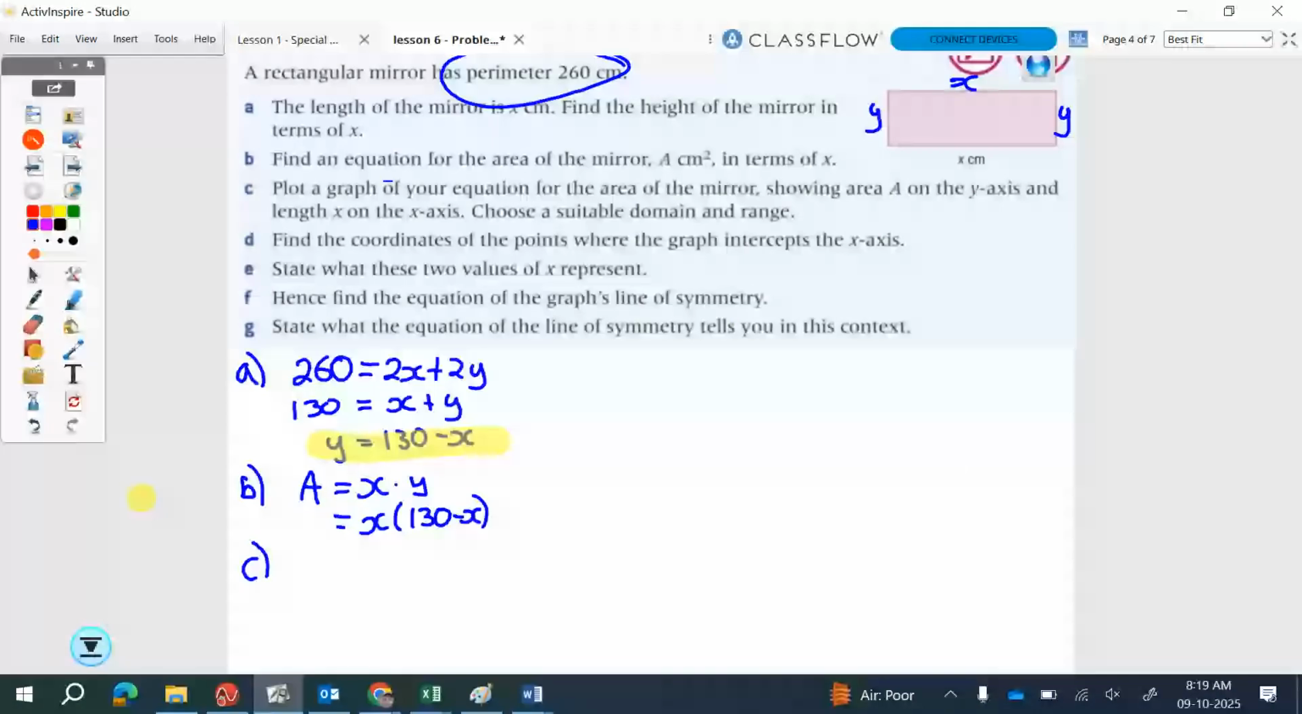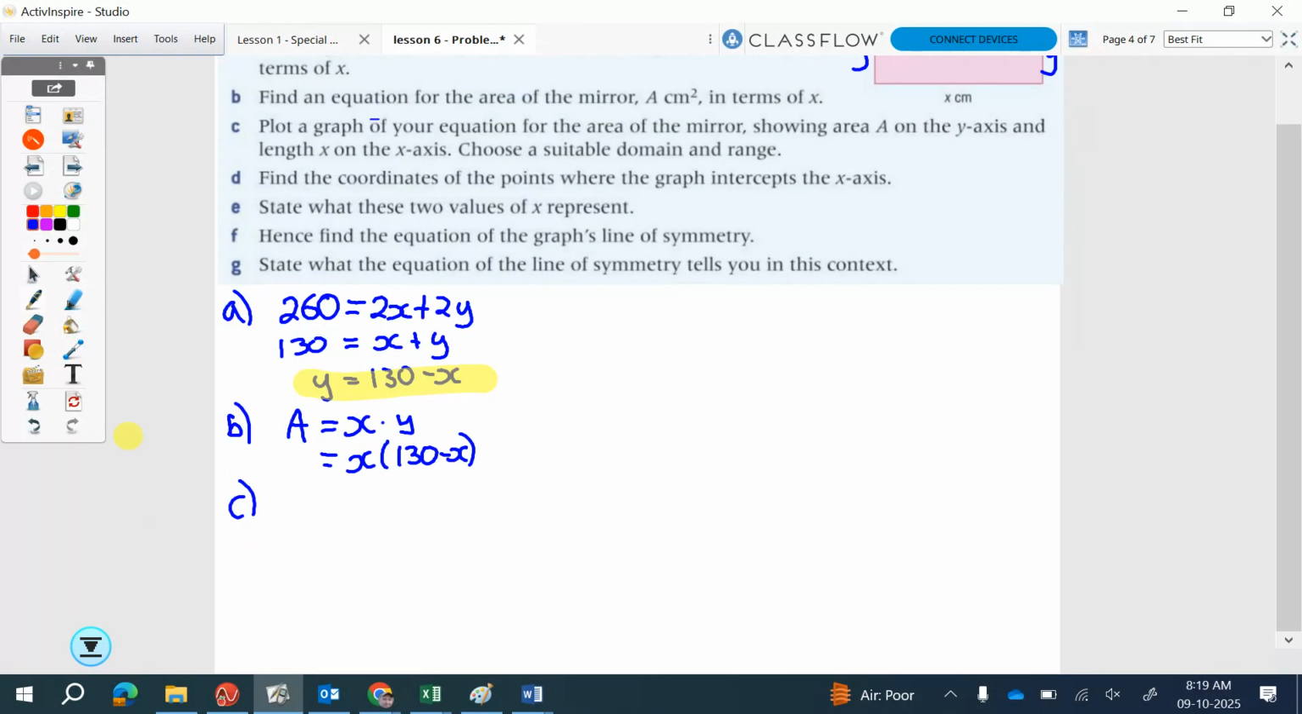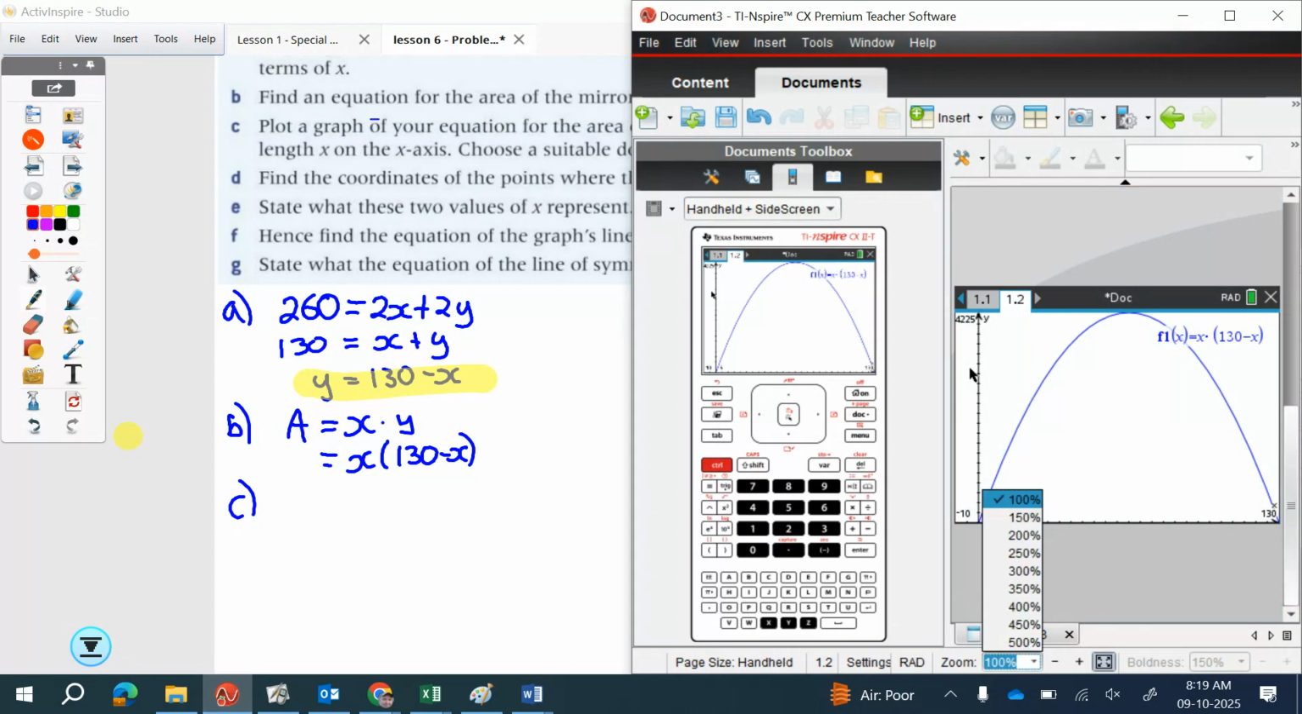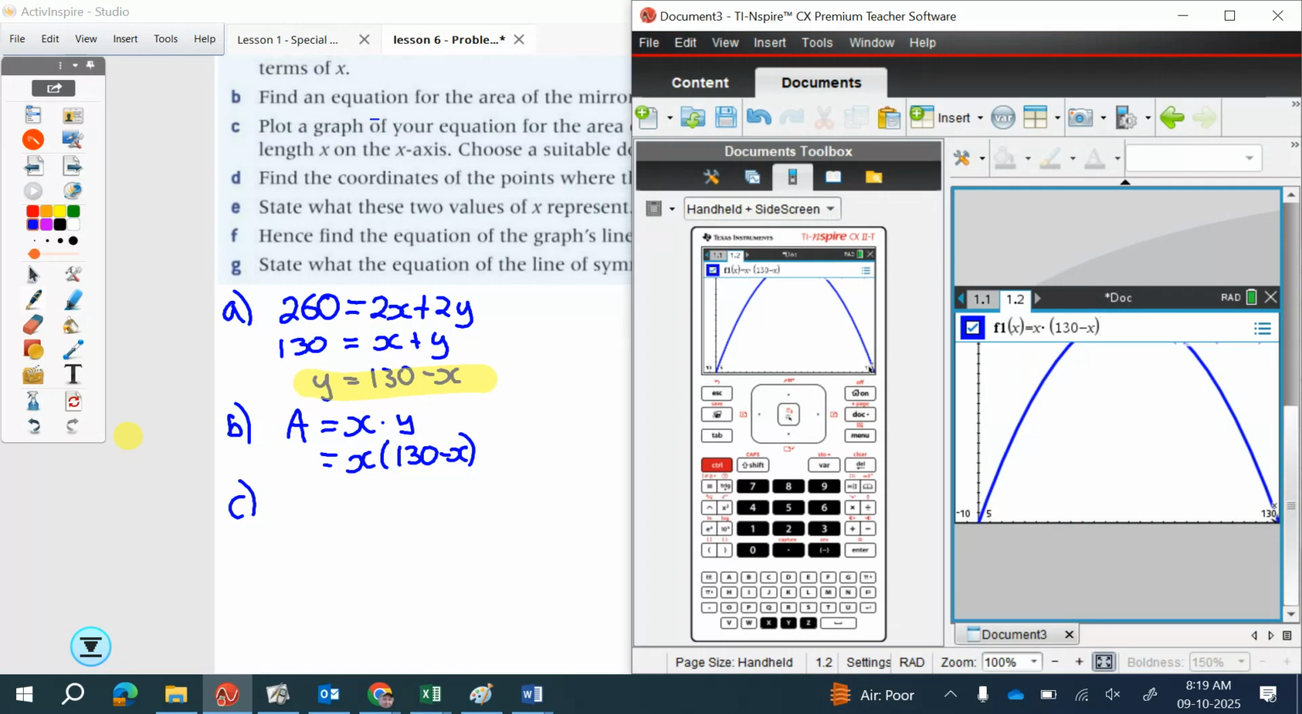What did you do to get the graph here? For the domain, what I did is I looked at the constraint equation and said if x is bigger than 130, this is no longer positive and lengths are always positive. So I went from 0 to 130 and I just double click on these and I can type in and change the shape.